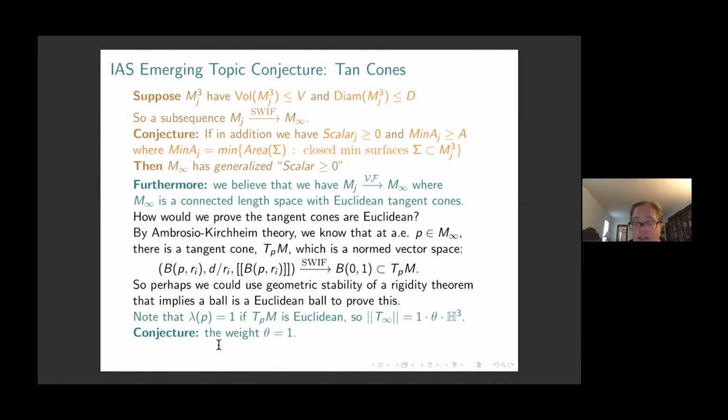If you have all this information, weight theta is 1, Euclidean tangent cones, connected limit space, now we can say the prism inequality has this statement. The prism inequality is defined using these kinds of notions: distances between points, edges of a cube, areas of the outsides, mean convex can be defined. All of these things can be defined using Hausdorff measures instead of just this mass measure. And now it has a better sense of what we mean by scalar greater or equal to 0.